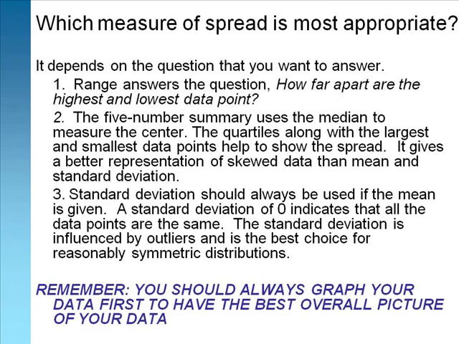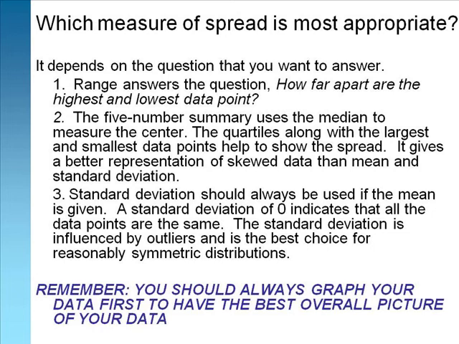Which measure of spread is most appropriate? It depends on the question that you want to answer and the shape of your data. Range answers the question, how far apart are the highest and lowest data points? The 5-number summary uses the median to measure the center. The quartiles, along with the largest and smallest data points, help to show the spread. It gives a better representation of skewed data than mean and standard deviation.